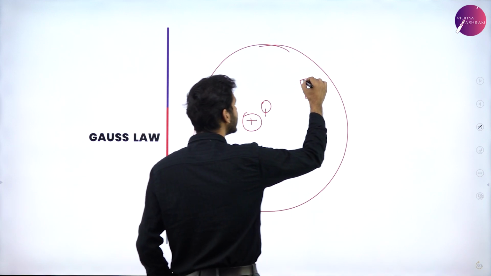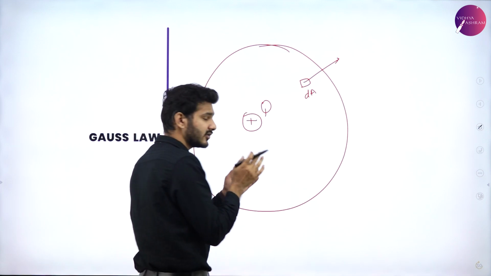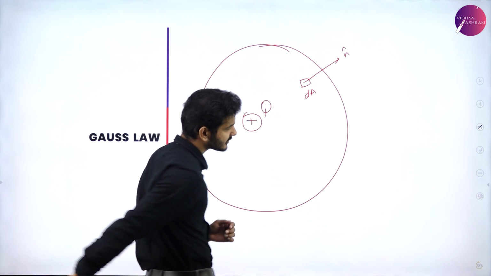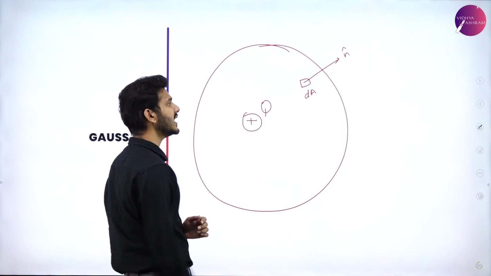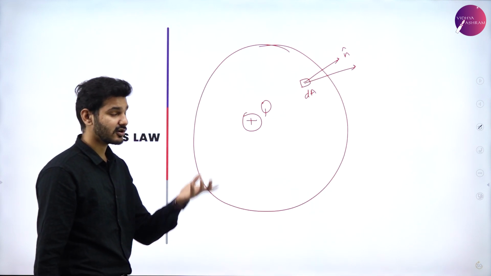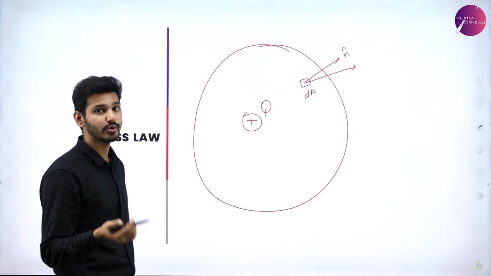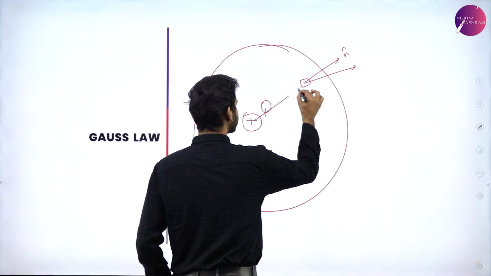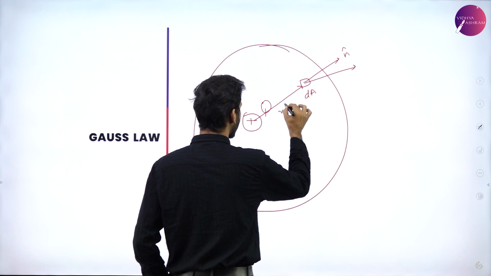And obviously, if we take a small element, there will be something perpendicular to it, and that is known as n cap. And the flux will be coming out of that, and it can make an angle with the n cap. So that is why the cos theta is there, just so you don't forget about that. But anyway, let's say this distance is r.